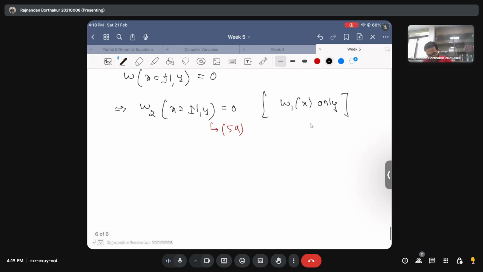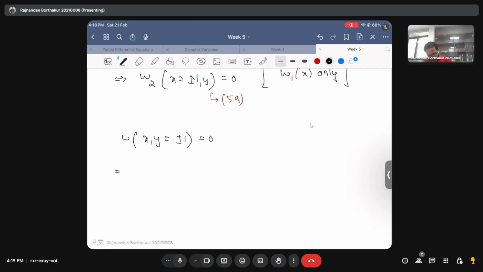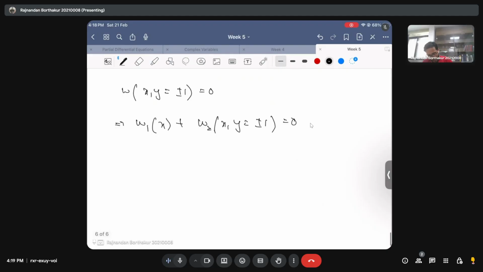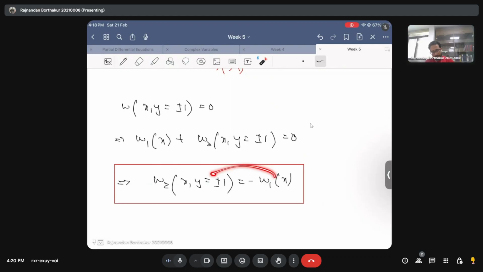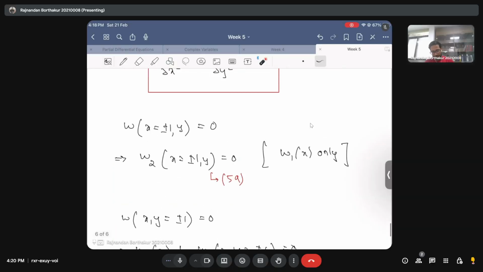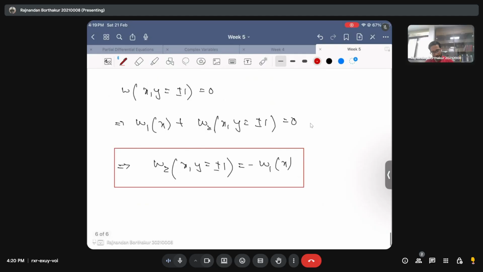The second boundary condition is w for all x at y equal to plus and minus 1 is equal to 0. That's my original condition. I can then write this as w1 of x plus w2 of x at y equal to plus and minus 1 equal to 0, and then I can write w2 for all x at y equal to plus and minus 1 as minus w1 of x. That's my modified boundary condition for w2. And if you ask me the validity, just add these boundary conditions, bring it here, you just get the original boundary condition. Similarly, this is just the original boundary condition because I know that w1 is just a function of x only. Maybe I will write this condition as 5b.